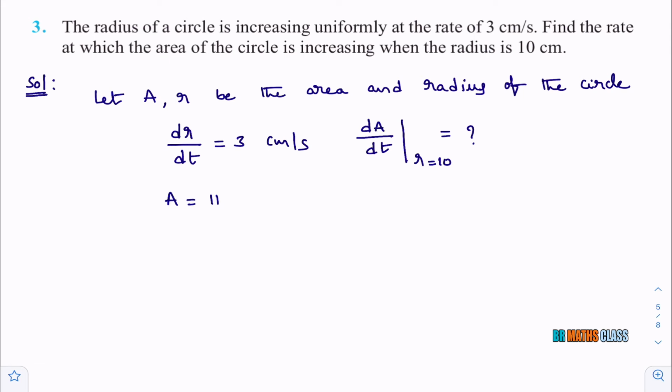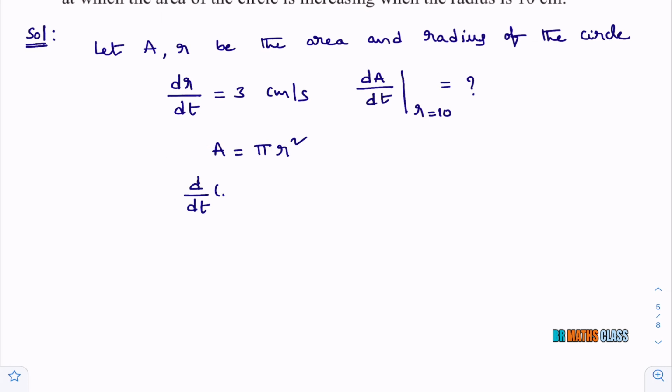To proceed further, I will take the area of the circle. We know the formula. The area of a circle is pi r square. What I need is dA by dt. To get dA by dt, you differentiate this with respect to t on both sides. d by dt of A equal to d by dt of pi r square. So dA by dt equals, here pi is constant, you write it outside, pi into the derivative of r square with respect to t. We know that the derivative of r square is 2r. As we are differentiating with respect to t, the function is in terms of r.